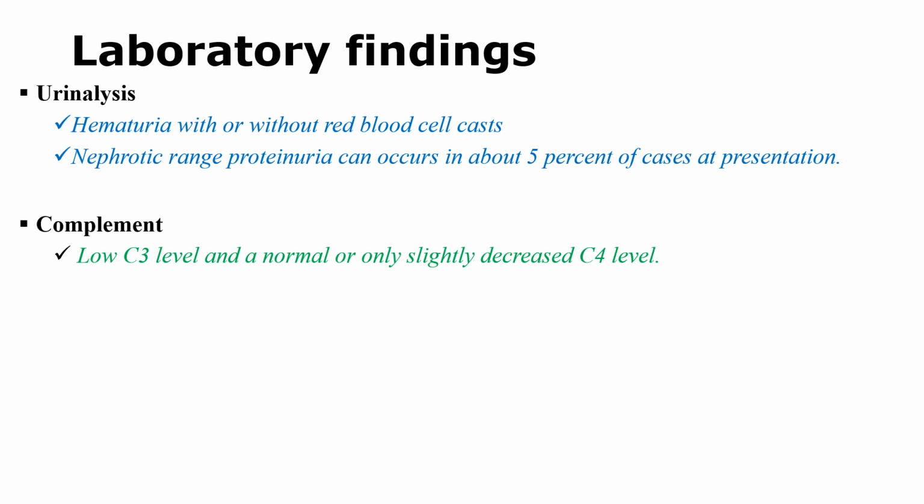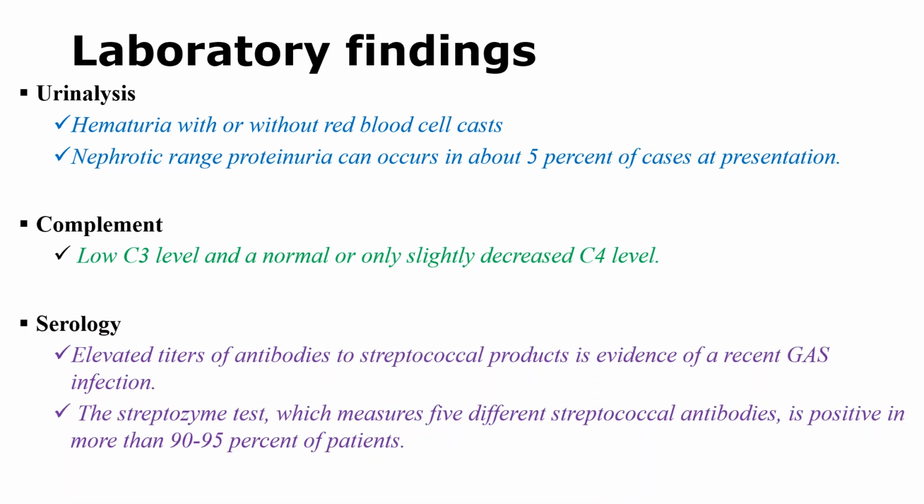A low C3 level and a normal or only slightly decreased C4 level is present, and elevated titers of antibodies to streptococcal products are evidence of a recent group A streptococcal infection. A streptozyme test, which measures 5 different streptococcal antibodies, is positive in 90 to 95% of patients. ASO is more positive after group A streptococcal pharyngitis, whereas anti-DNase is more common after streptococcal skin infection.